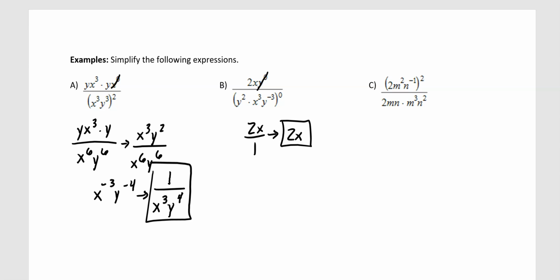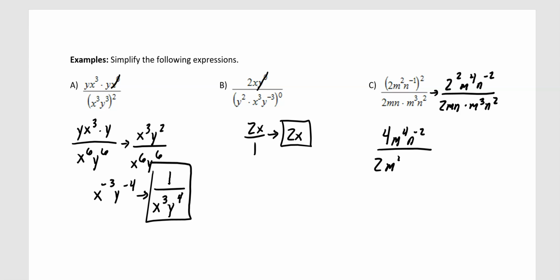And lastly here for letter C, let's see. So I'm going to start by distributing this exponent up top. So 2 squared m to the fourth to the negative second over 2mn times m to the third n squared. Okay, so let's take care of some things here. 2 squared is 4, so let's write that as 4 m to the fourth to the negative second. Let's combine our terms here in our denominator, so I'd have 2m to the fourth n to the third.